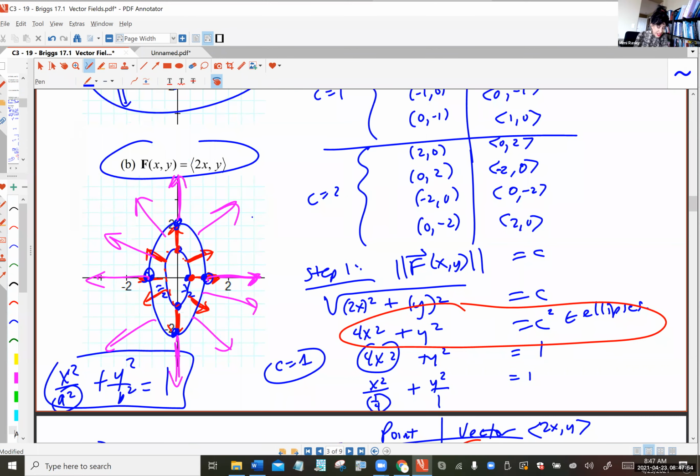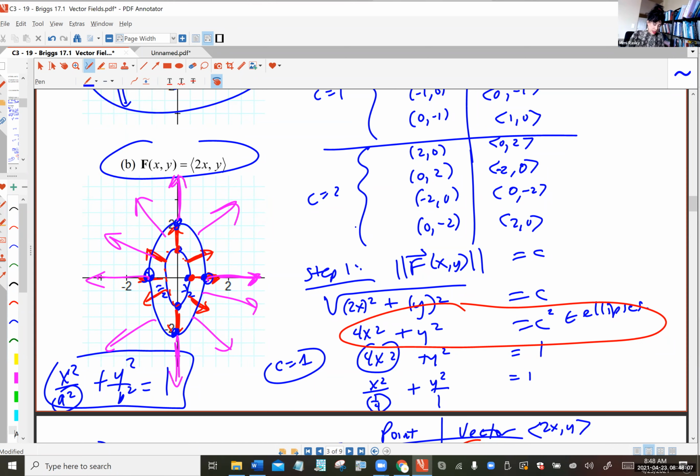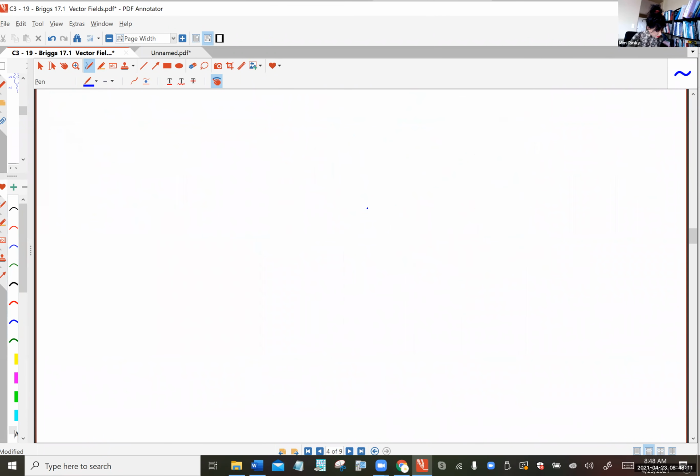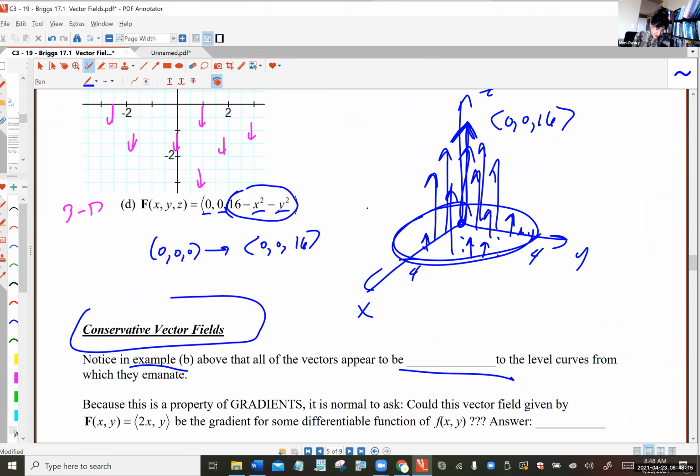But these vectors here in letter B, do you notice that all the vectors are orthogonal to the level curves? And that's the blank word that we're missing there that we'll fill in. Orthogonal or normal. We could say normal.